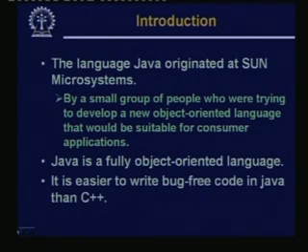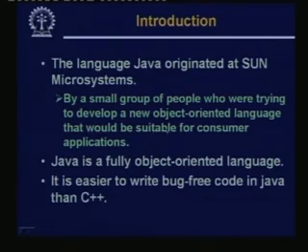The language Java, to talk about the history, first originated at Sun Microsystems by a small group of people who were carrying out brainstorming sessions, trying to develop a new object oriented language that primarily should be suitable for consumer applications. They were developing very small and sophisticated instruments, games, consumer applications, appliances, where they wanted a programming language which would help them in configuring and programming such appliances in a much easier way. So, the language Java originated in the process.